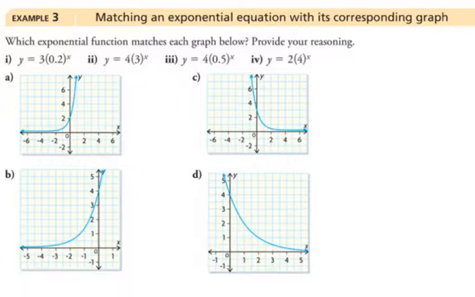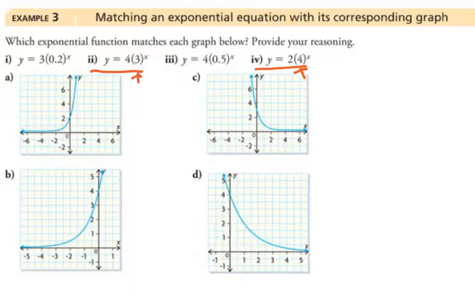We can see the graphs A and B are both increasing, meaning that the B value of the equation must be greater than 1. The only equations that match that would be II and IV. In II we have a B of 3, and in IV, we have a B of 4.